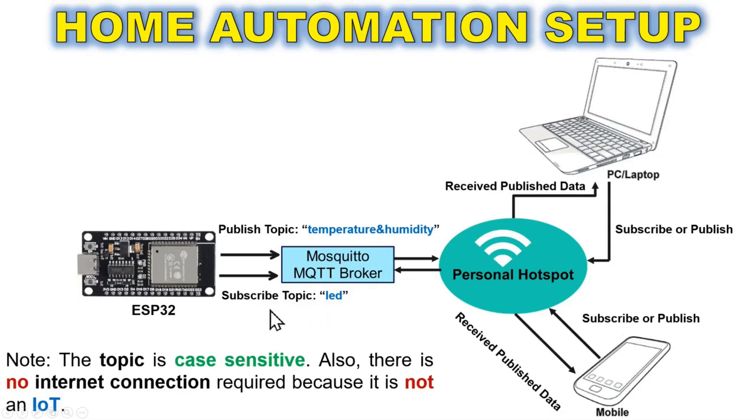The ESP32 microcontroller will subscribe to a topic entitled LED, and it will receive a control message such as the message on or the message off from the two clients, namely the laptop PC and then the mobile phone, in order to switch on and off the LED bulb. To communicate among the Mosquitto MQTT broker, the laptop PC and the mobile phone, I use the Wi-Fi personal hotspot feature of my mobile phone.